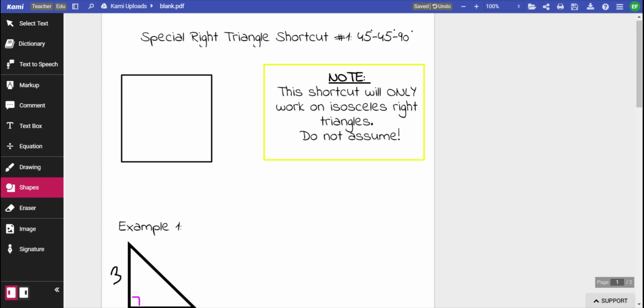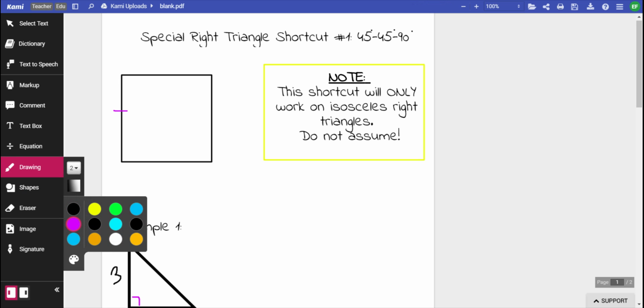So with that being said, we know we have to work with an isosceles right triangle, but I have a square right here. This rule is based off of a square to start with because we know a few things about squares. First, we know that on a square, all of our sides are congruent to each other. Second, we have 4 right angles.